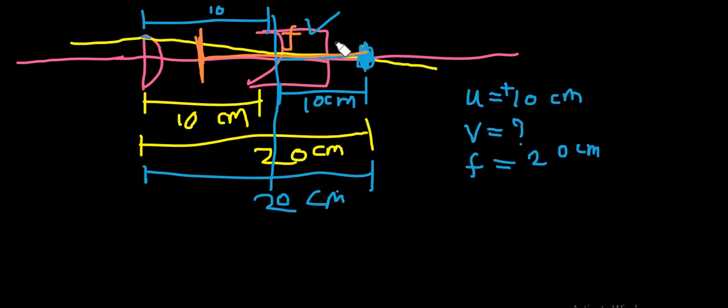The focal length is minus because it is on the left hand side only. When these two lenses are present, the focal length is calculated on the left hand side of the second lens, that is the plano concave lens. That's why we take it as subtraction.